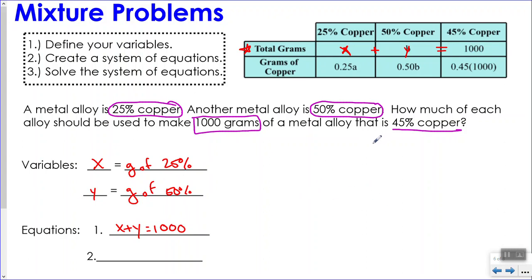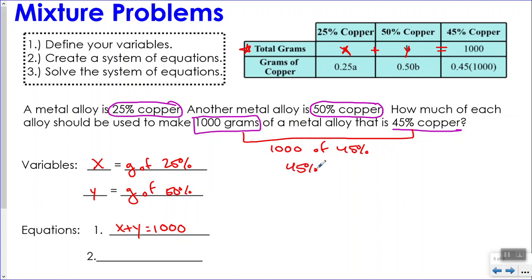The next equation is the one that's a bit more difficult. This is where we start to look at the actual amount of copper. So in the end, we want to end up with 1,000 grams of 45% copper. So we need to figure out how many grams of that end result is actually copper.